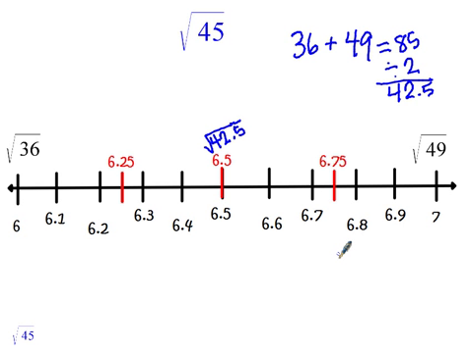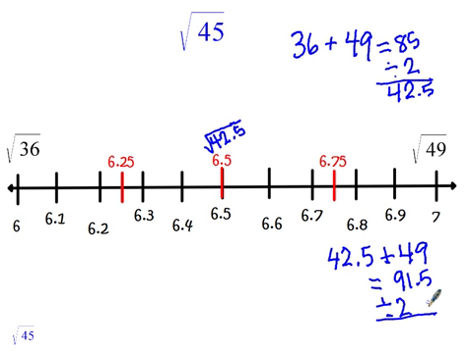So I'm going to take another average. I'm going to take 42.5, add it to 49. 42.5 plus 49 gives me 91.5. When I divide that by 2, I get 45.75. So 6 3/4, the halfway mark, is going to be the square root of 45.75.